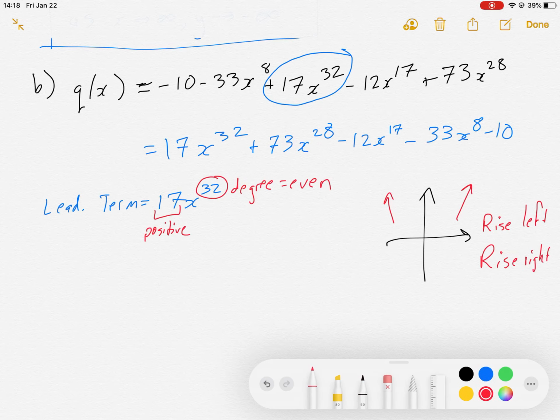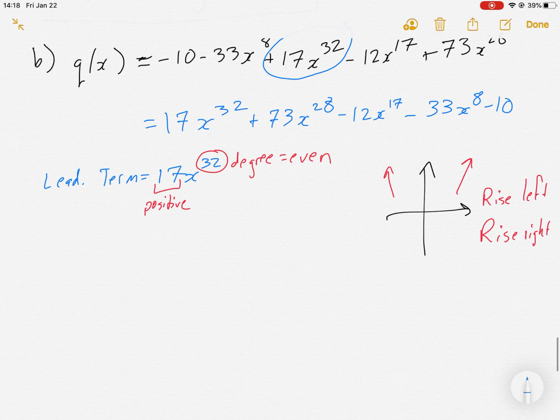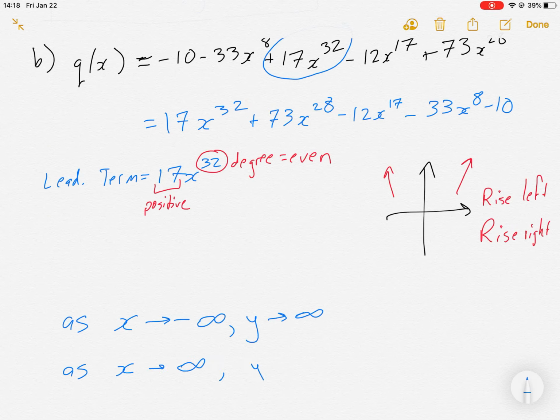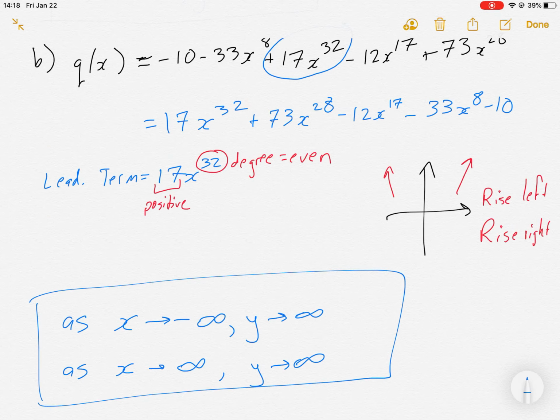And so then the final answer I would write in the correct notation would be as x goes to negative infinity, meaning I'm going to the left, y is going to rise, meaning y goes to infinity. And as x goes to positive infinity, so that's saying as I go to the right, y rises, so y is going to positive infinity. And that would be my final answer.